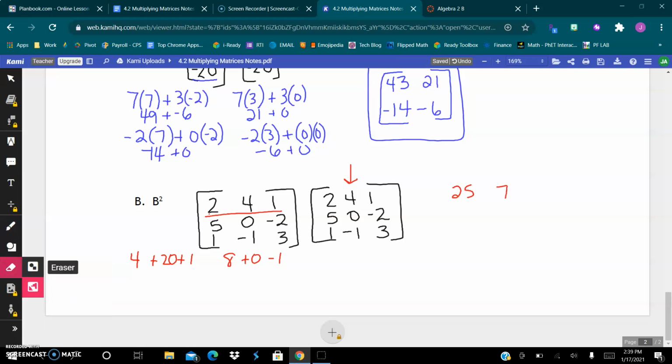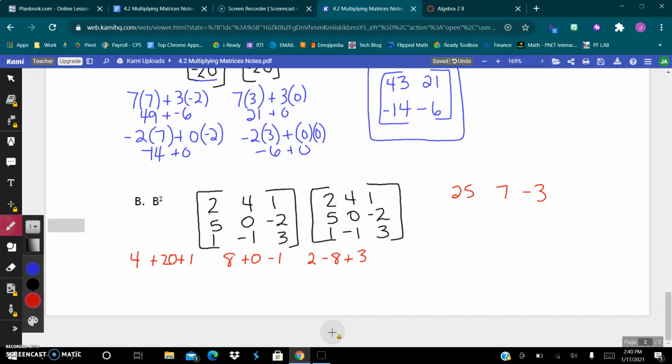And then we're going to move to the last column in the last matrix. 2 times 1 is 2. 4 times negative 2 is going to be a negative 8. And 1 times 3 would be 3. So that would give us a negative 3. And then we're going to go through and do the same thing again. But we're going to use the middle row in the first column. So 5 times 2 is 10. 0 times 5 is 0. And negative 2 times 1 is negative 2. So if I add that all up, I get 8.